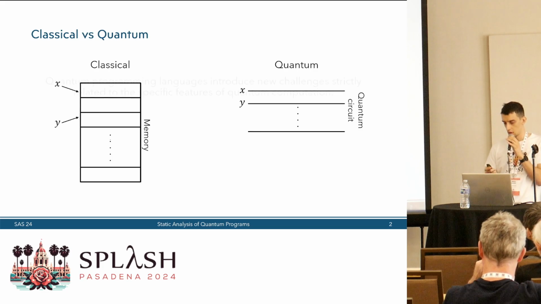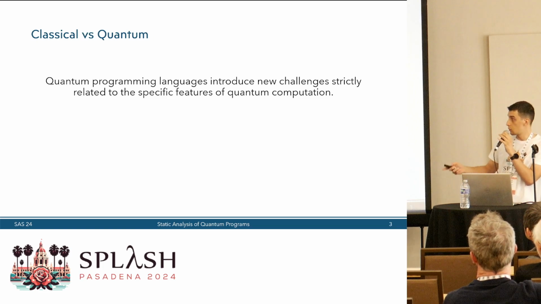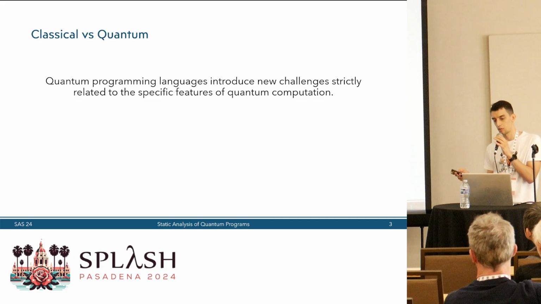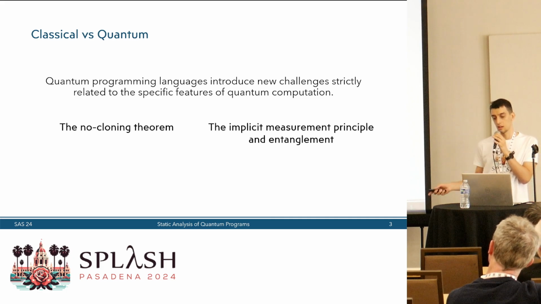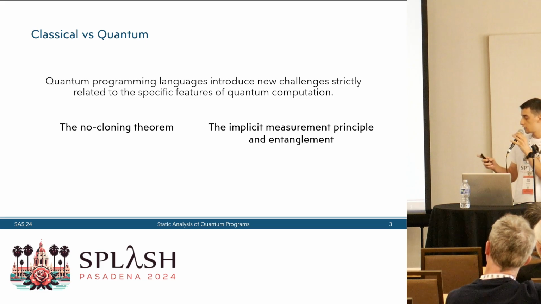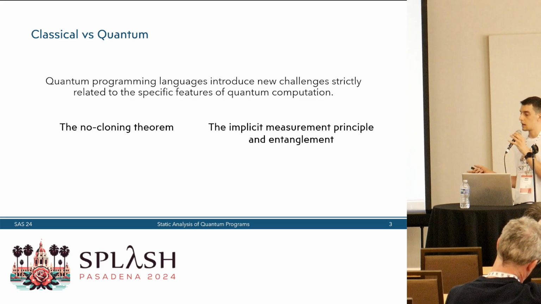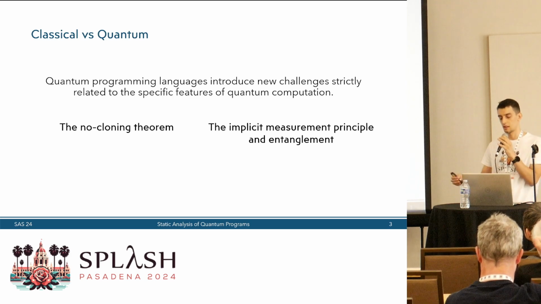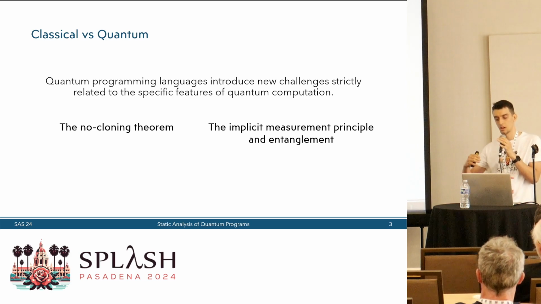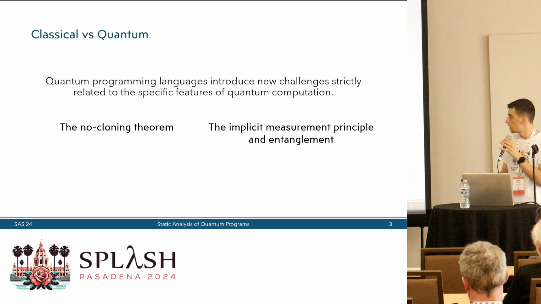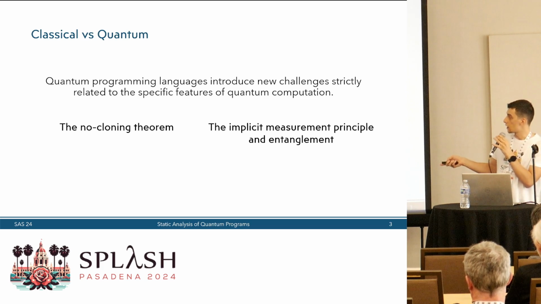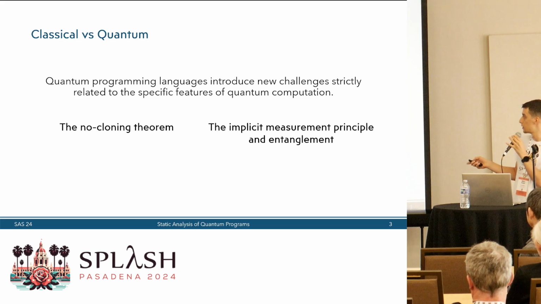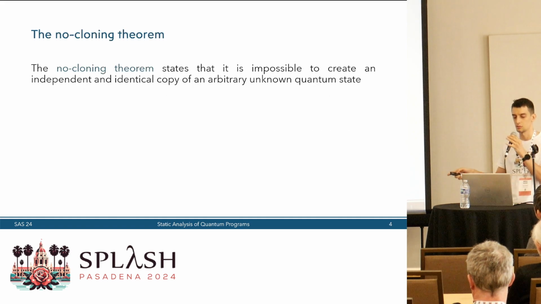In particular, we need to take care of two features of quantum computing, a theorem and a principle, that can make the use of quantum programming and the design of quantum languages a bit more difficult. These two things are the no-cloning theorem and the implicit measurement principle, which create some problems together with entanglement. Let's start by seeing these two in detail.